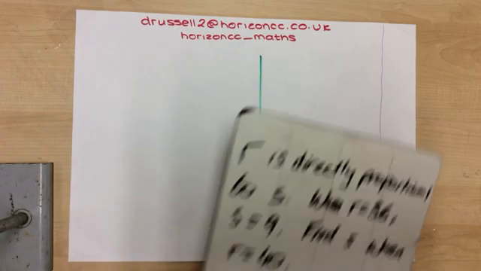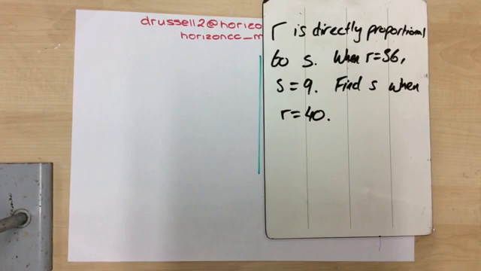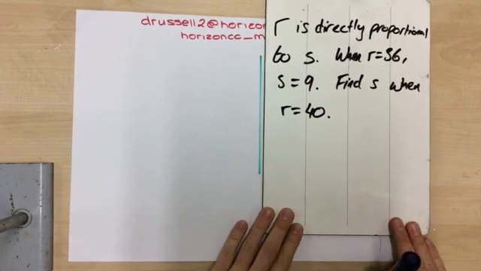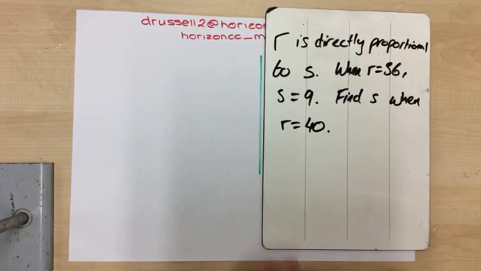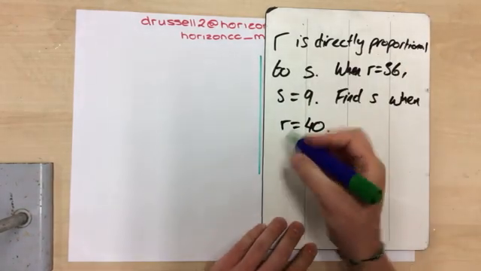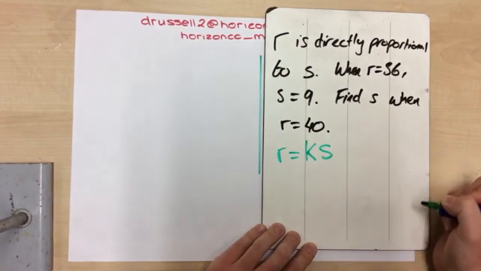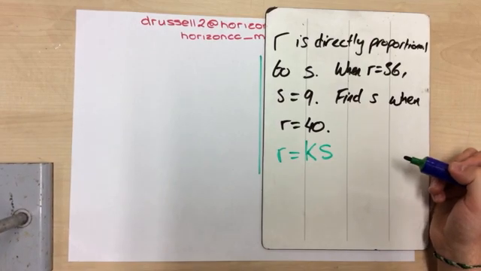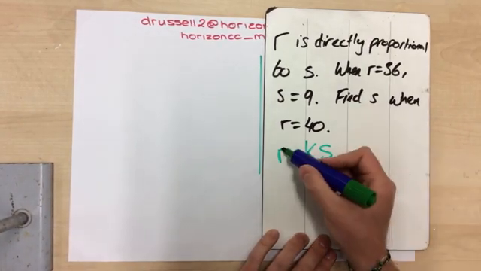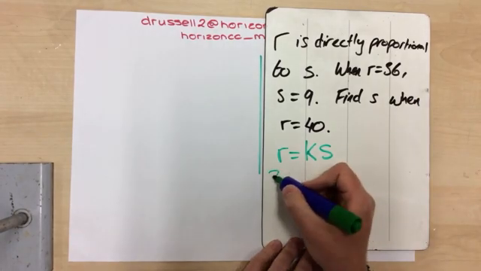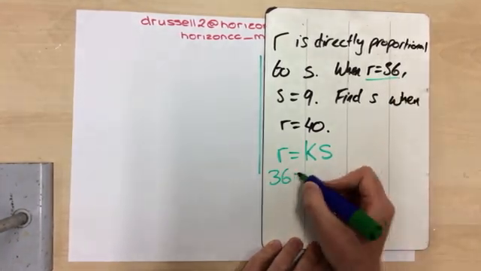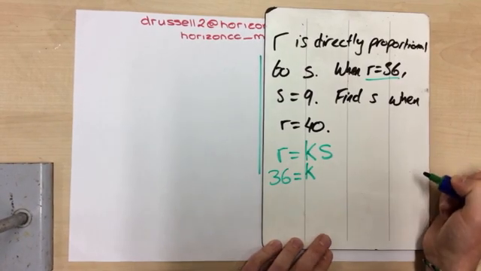Direct proportion, thank you very much. We've got R is directly proportional to S. When R is 36, S is 9. Find S when R is 40. If it's directly proportional, that is a big hint. We will write R is directly proportional to S. That's the first part where we need to find the equation, and then we'll be substituting in the numbers we've been given. R we know is 36. We're wanting to find K, the constant of proportionality.